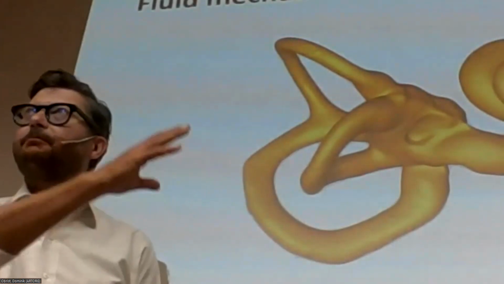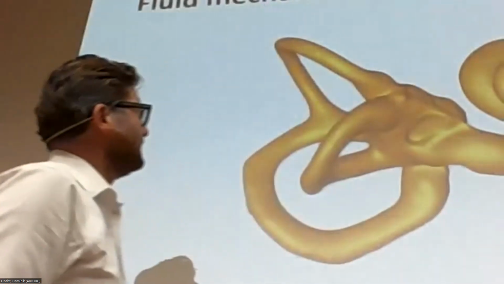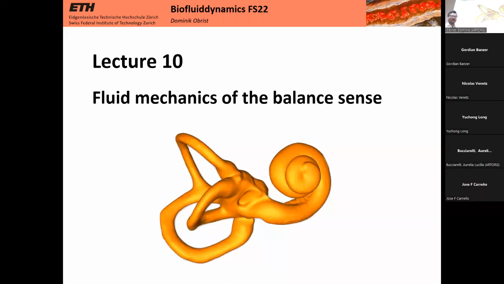So we're still in the same location in the body. We're inside this inner ear cavity, but we're looking at the other half. Two weeks ago, we looked on the right-hand side at this coiled structure, which is the cochlea. And today we're going to look at the left-hand side, which is three toroidal structures. They're called the semicircular canals.